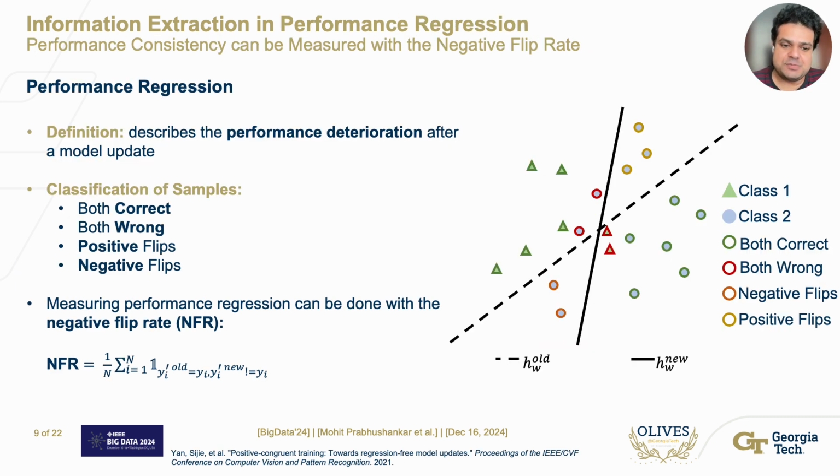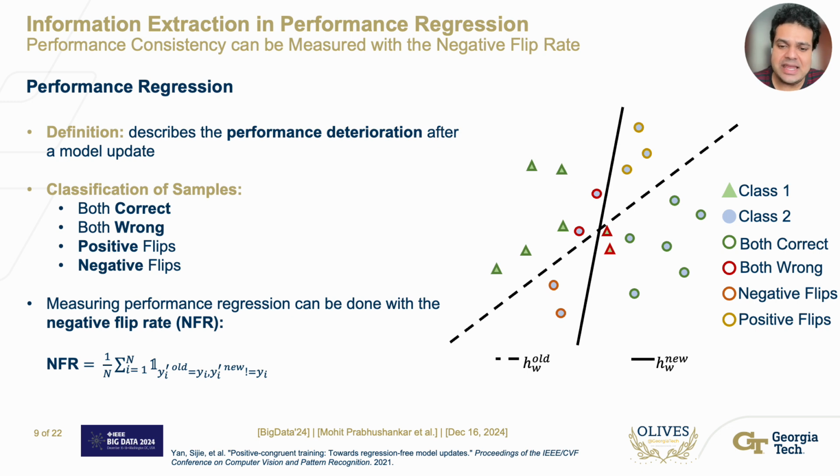So, what is performance regression in this setting? An important part in active learning is the existence of rounds. So there's round 1, round 2, and round m until a particular stopping criteria is reached. Performance regression describes the performance deterioration after a model update. So in an active learning setting, regression refers to the performance change across the rounds that exist within this process. So let's say I have round 1 and round 2. I'm sorry, I think I was incorrect here. So H_W old, which is our previous round's classifier, is the dashed line, while the solid line, which is our H_W new, is our new round's classifier.